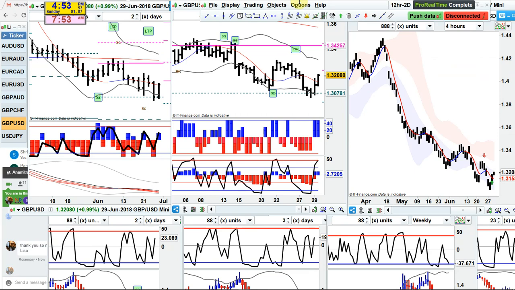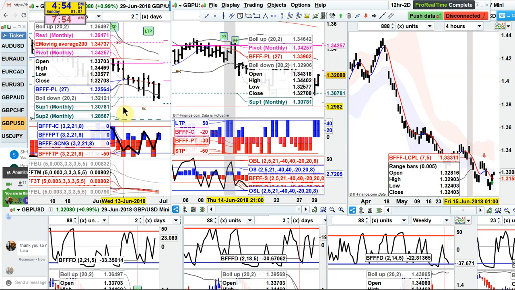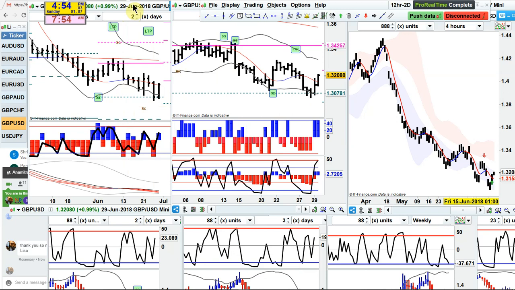13 June was not a RR. Come again? 13 June on GBP USD. 13 June is the second bar. Anyway, it was not a setup. Next question.